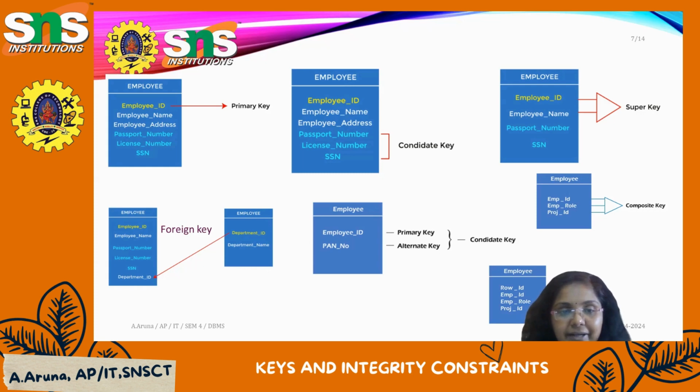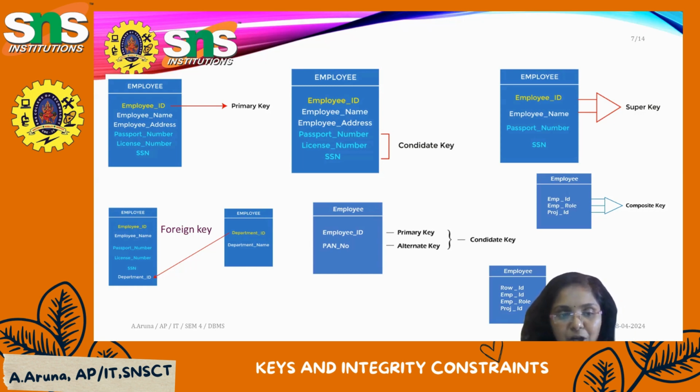For example, see here I have mentioned the employee. So employee is a relation. A relation can contain 6 attributes: ID, name, address, passport number, license number, SSN. So these are the attributes present in the relation employee. Here I have defined employee ID as a unique key or a primary key. Why I have defined this is, with the help of ID itself, I am able to identify.